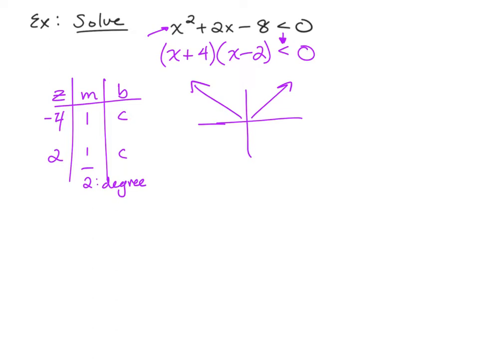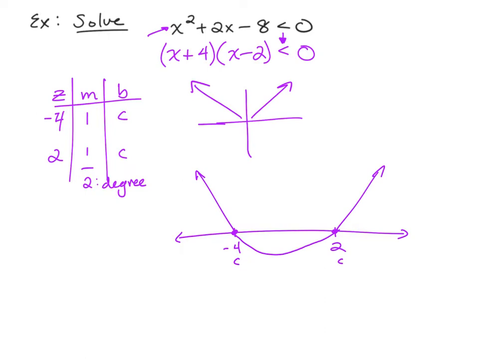The next step is that I want to draw this on an x-axis. So here's my x-axis. I'm going to have my -4 and I'm going to have my 2. I know these are crossing behaviors. I have my zeros right there. The end behavior looks something like this. And finally, since they cross, the rest of the graph will cross below the x-axis.